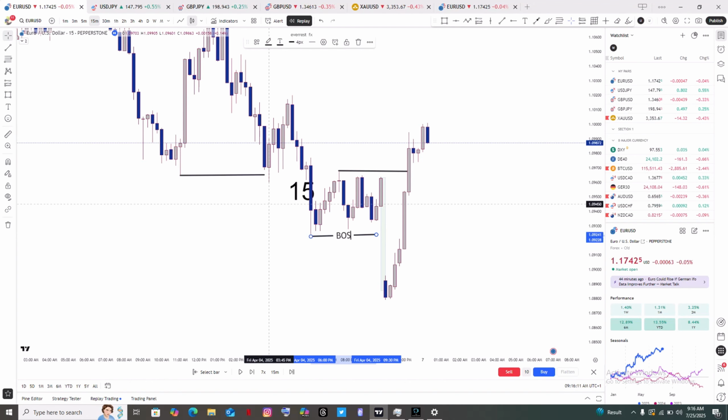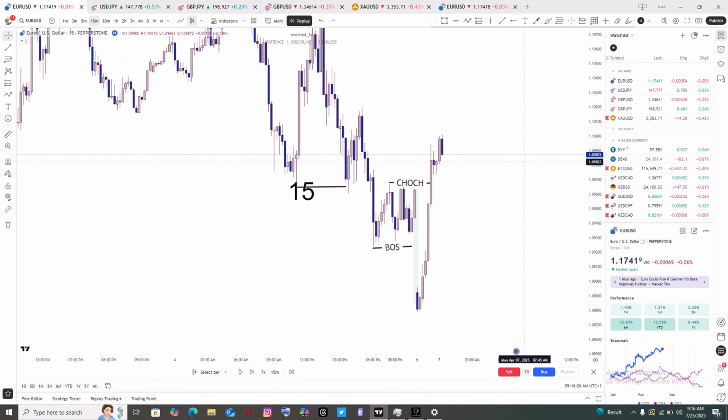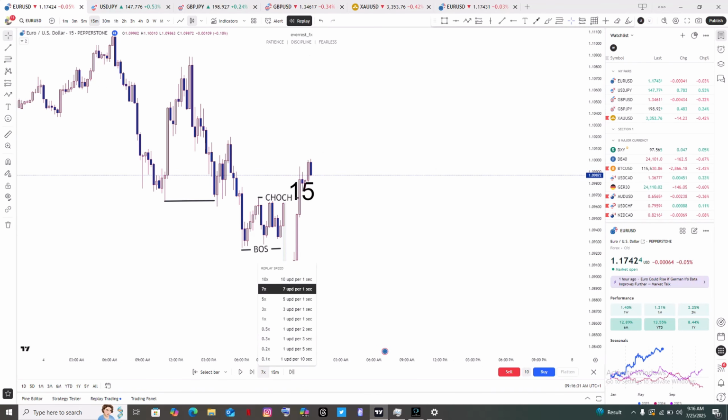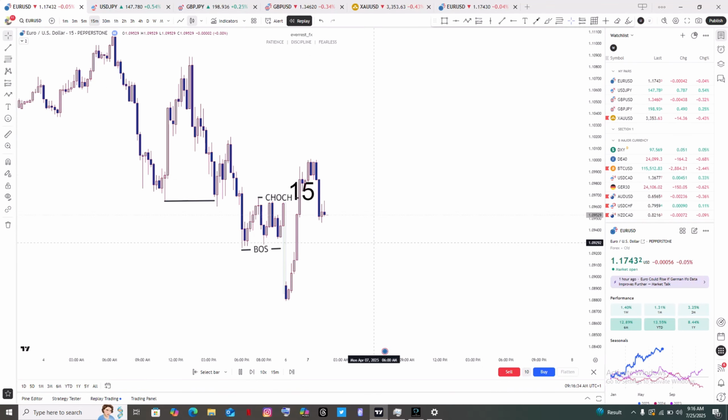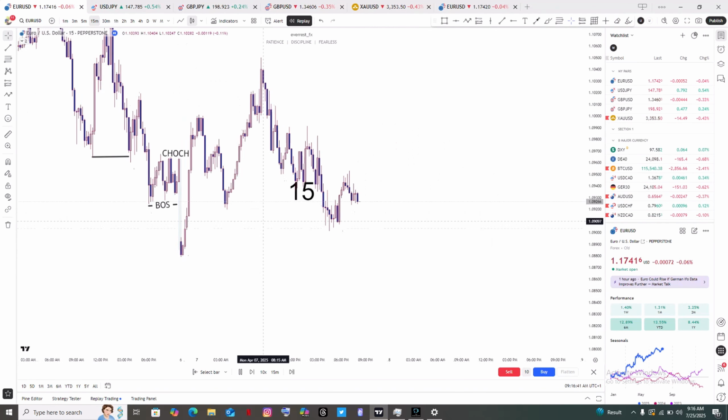So here we have a break of structure. This is a sign that this market is reversing because we have a change of character here. This is the last high that the market was not supposed to break, and the market broke it. We now know that this market is on an uptrend. It's no longer on a downtrend. So we'll be looking for buys now.